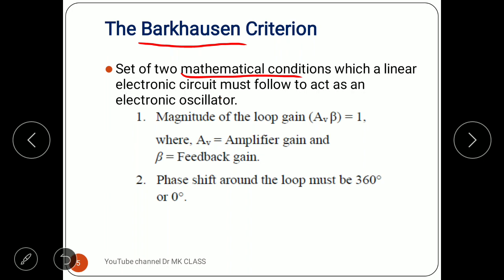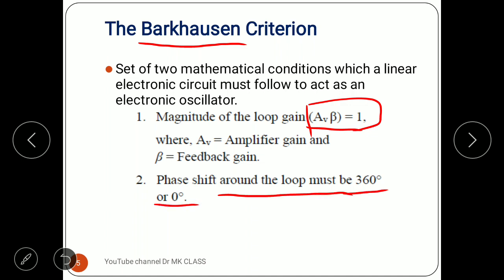If an electronic circuit satisfies these two conditions, then only is it possible to act as an oscillator, otherwise not. So what are those mathematical conditions? The first one is the magnitude of the loop gain: the product of the open loop gain A_v and the feedback factor beta should be 1. The second condition is that the phase shift around the loop must be 360 degrees or 0 degrees, meaning it should not lag or lead by any other amount.